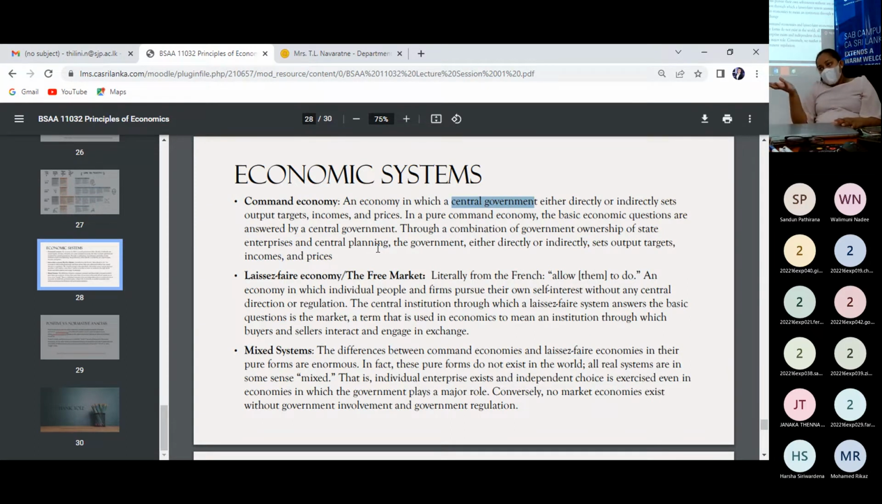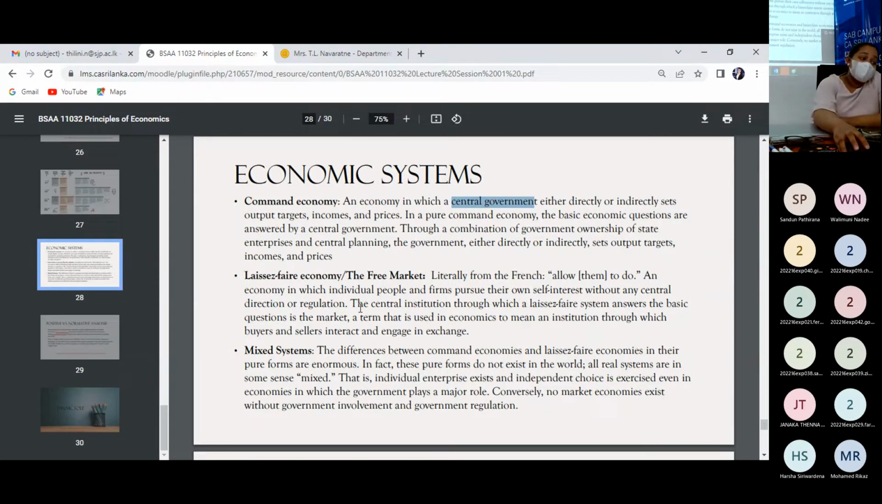Whoever wants to buy will buy at the price that they want. Whoever wants to sell will sell at the price that they want to sell. So we let the price decide things. Government plays a laissez-faire role. Government does not directly get involved.